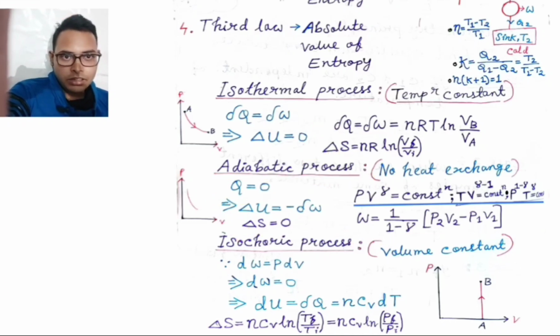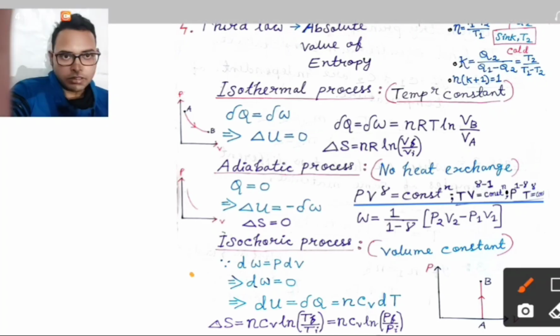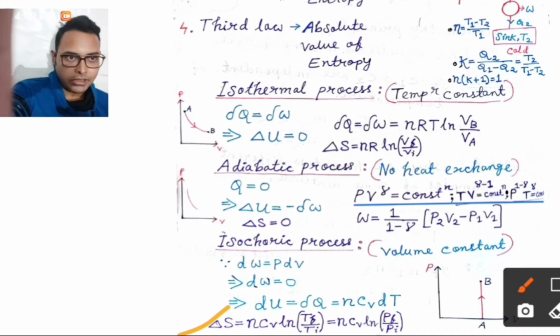And the isochoric process. In an isochoric process, volume is constant, so work done is 0, right? So dU is equal to dQ. The amount of heat given to the system will be used to increase its internal energy in this case. And change in entropy is equal to nCv ln Tf by Ti, or we can also write nCv ln Pf by Pi. These are the graphs of these different processes.